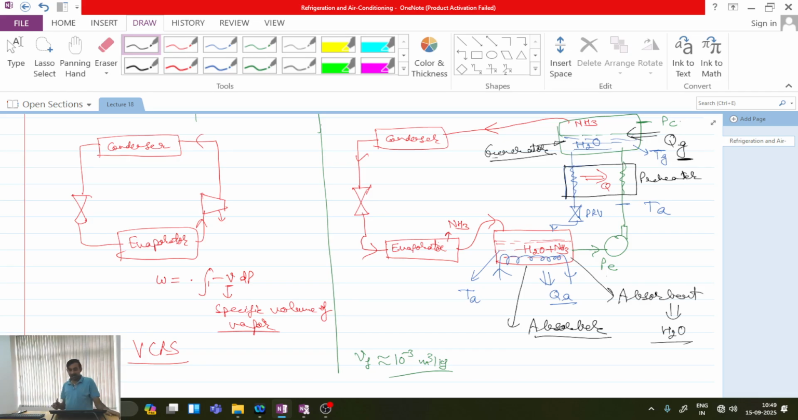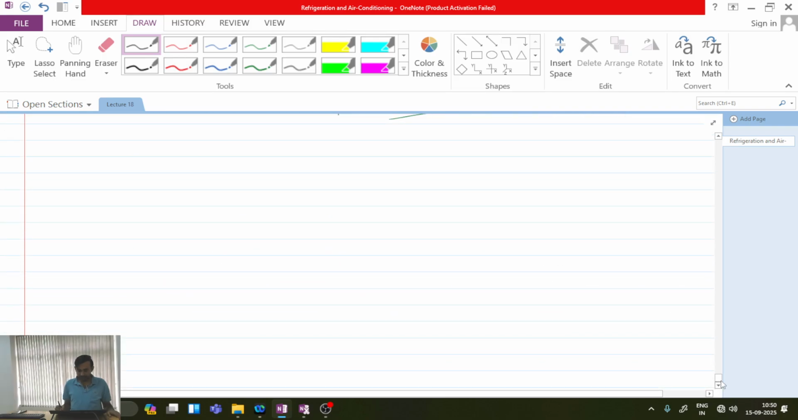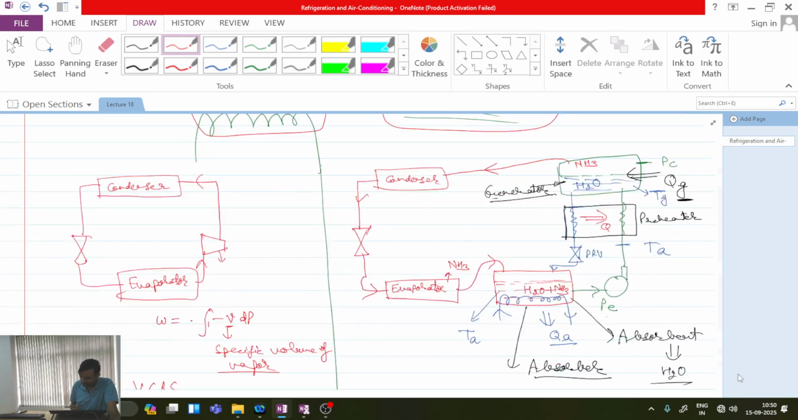Okay. Now, if we have to analyze the performance of the system, if I draw a control volume around the entire system, because it's a cyclic process, what are the heat and work interactions? One is WP, work interaction, pump work. Then here it is QE, heat coming to the evaporator, QG, heat coming in the generator, and QA, which is heat going out of the absorber.